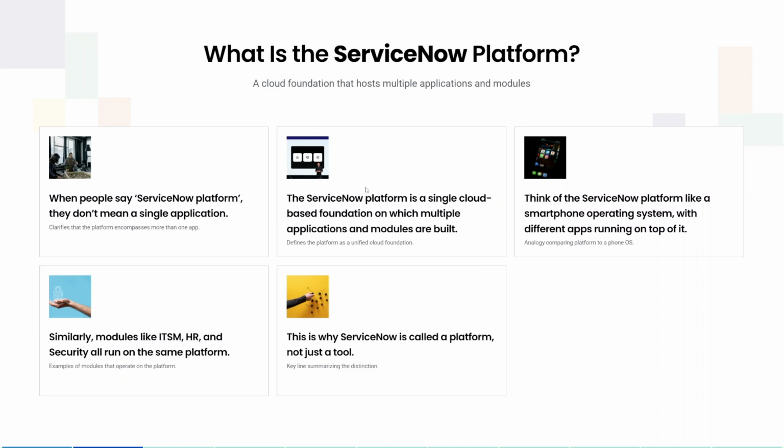Think of the ServiceNow platform like a smartphone operating system. The operating system is the base, and the different apps run on top of it. Similarly, ServiceNow provides one platform, and modules like ITSM, HR, and security all run on the same platform. This is why ServiceNow is called a platform, not just a tool.